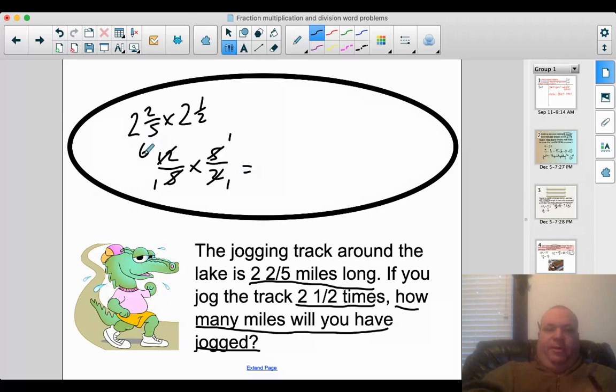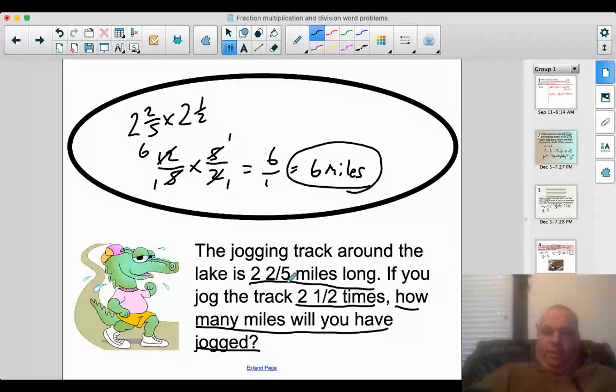All right, now multiplying out, I get 6 times 1 is 6. 1 times 1 is 1. 6 over 1 is just 6. We've seen this a couple times. You might be noticing if you have just ones left over on the bottom, your answer is going to be a whole number, right? Because 1 times 1 is 1. Anything divided by 1 stays itself. So I end up with 6. This is asking the distance in miles, so I would say 6 miles. You go 6 miles total if you run this track 2.5 times.